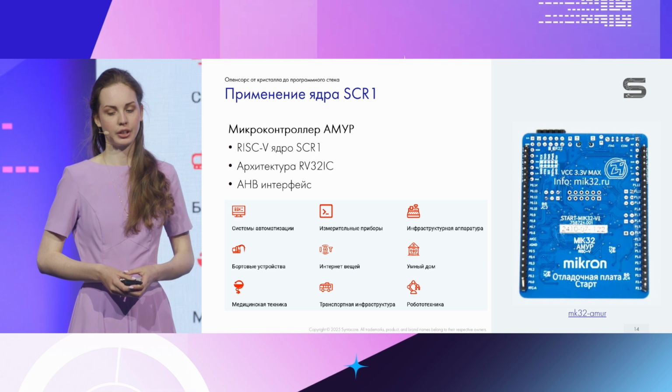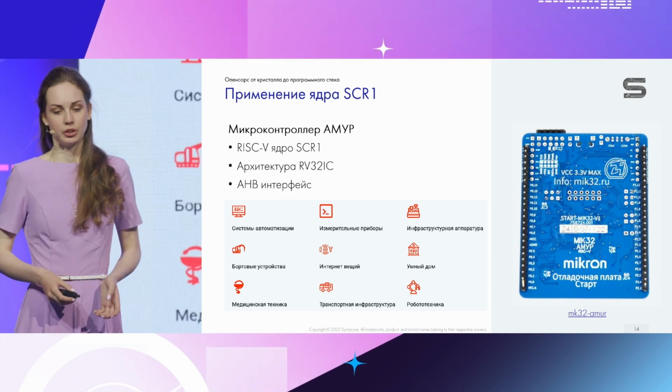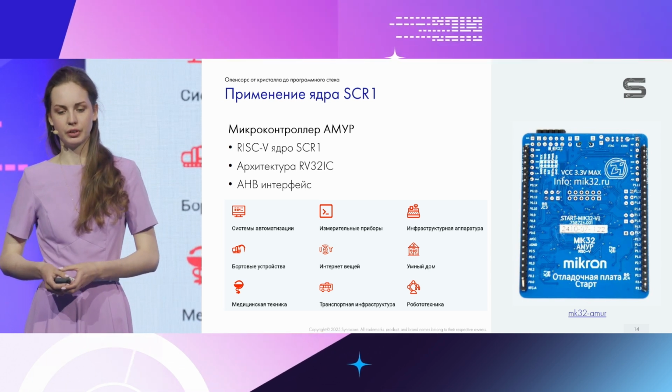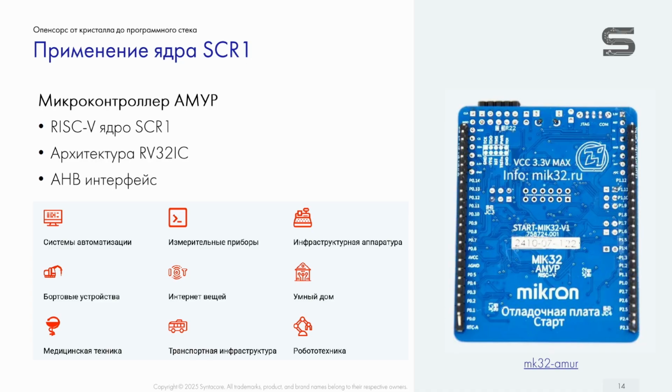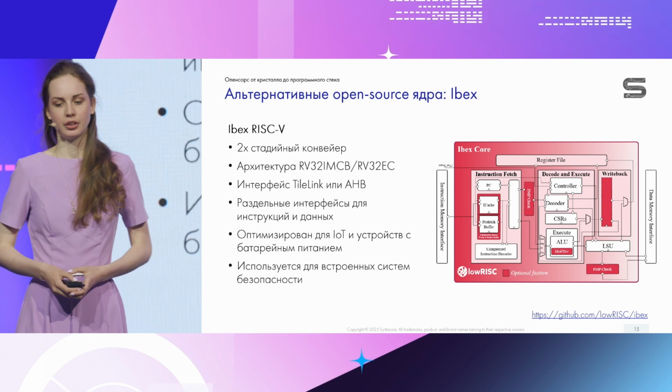An example of using the SCR1 core is the Amur microcontroller. It uses the SCR1 core, RV32IC architecture. It's used for training projects. And we are talking about the same core SCR1, but there were much more of them.